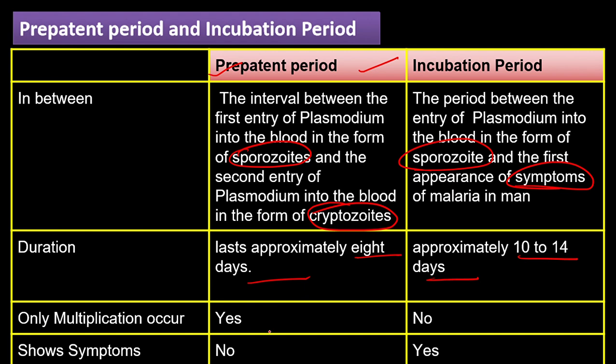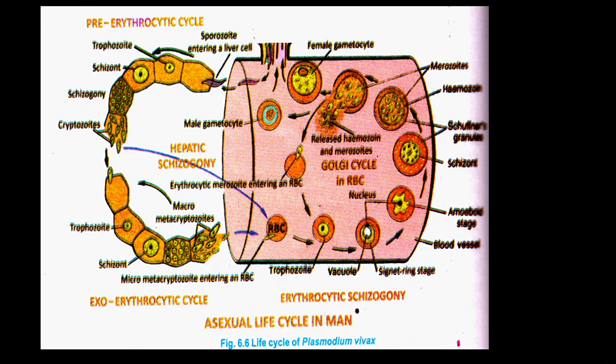Only multiplication occurs in pre-patent period. क्योंकि सिर्फ multiplication होती है, we won't be able to see the symptoms. But यहाँ multiplication तो होती है, but only multiplication होती है क्या? No. Multiplication होती है and then harming the host cell होती है, due to which what will happen? The symptoms will occur, right?